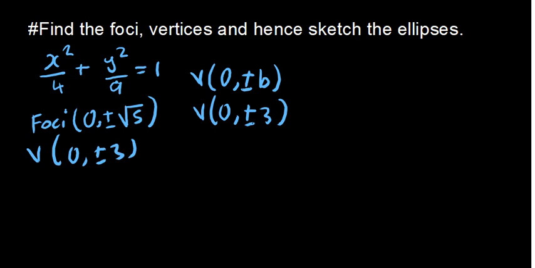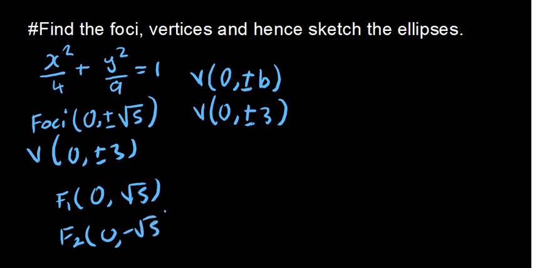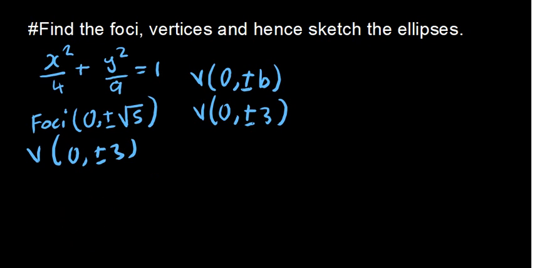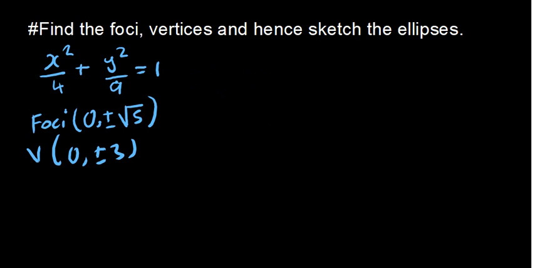So remember here for the foci you have F1, which you can indicate is going to be 0 comma square root of 5. Then you can indicate your F2 as 0 comma negative square root of 5, like that. That is the same for the vertices as well. You are going to have two of them, V1 and V2. So having now found our foci and the vertices, we can now go ahead and do the sketching.